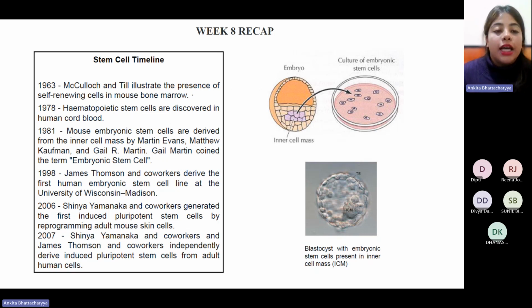Second, in 1978, hematopoietic stem cells were discovered in the human cord. When we say cord, it is basically the umbilical cord, and it's something we are already very familiar with. In today's times, when babies are born, a lot of parents actually opt for the preservation of their stem cells because it can be extremely beneficial in the long run.